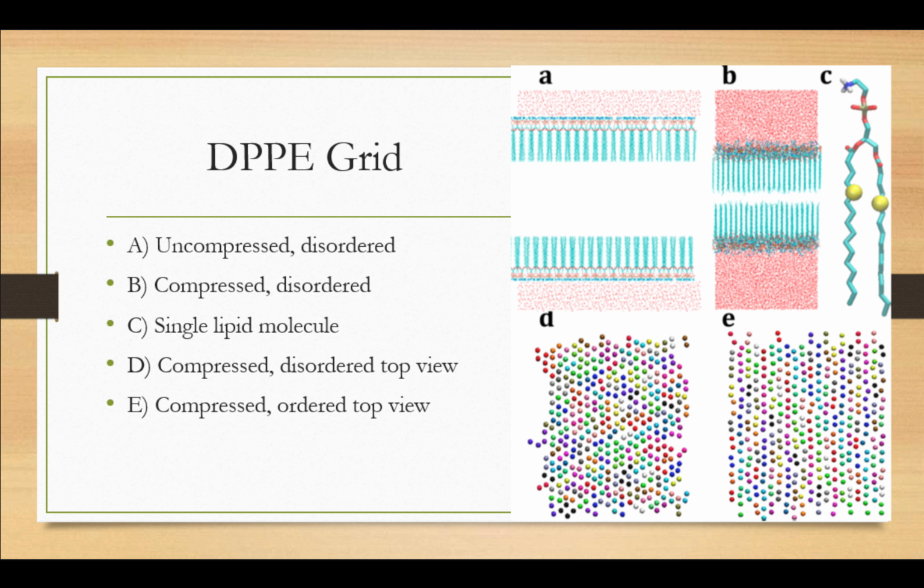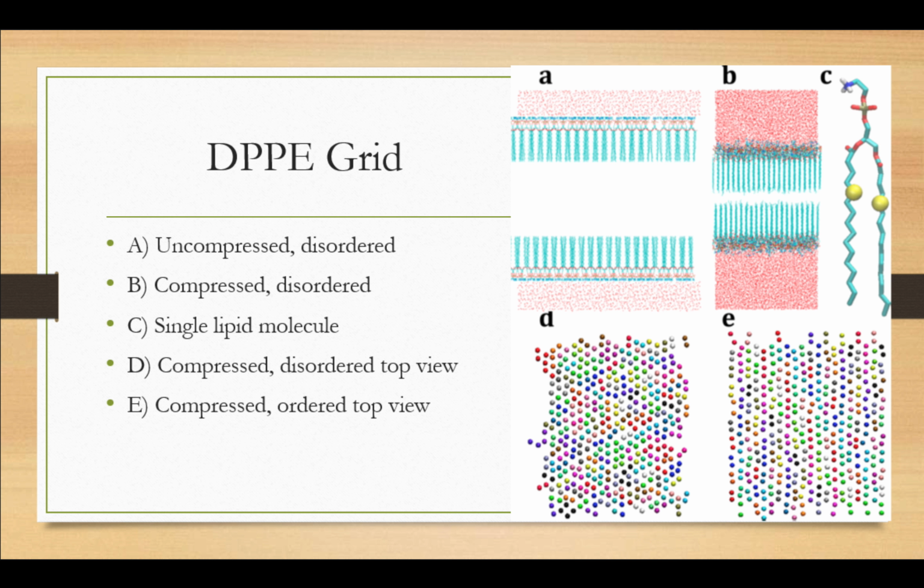The yellow balls on each of the lipid tails indicate the C5 carbon of each, so you can see that the packing is normal. Figure D indicates the top view of this disordered structure, and figure E shows the compressed but ordered top view of a single leaflet.